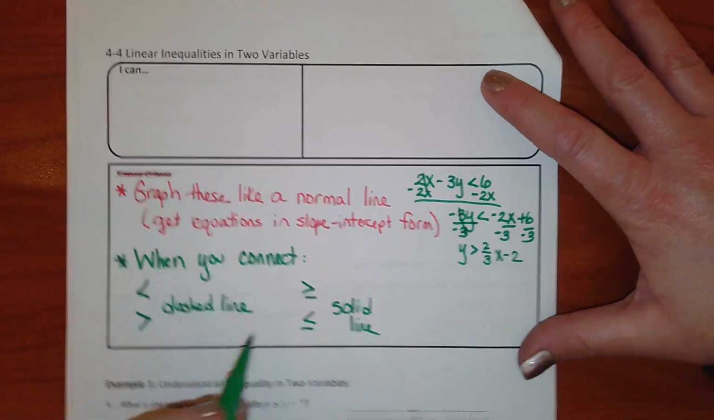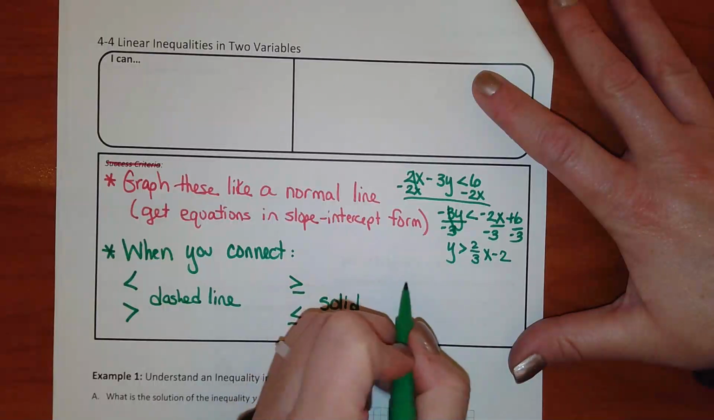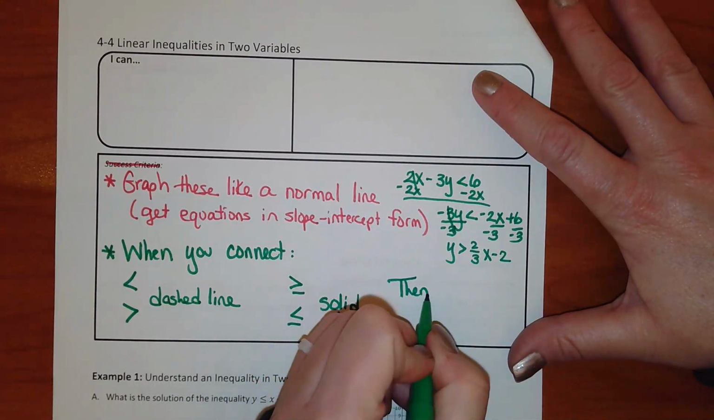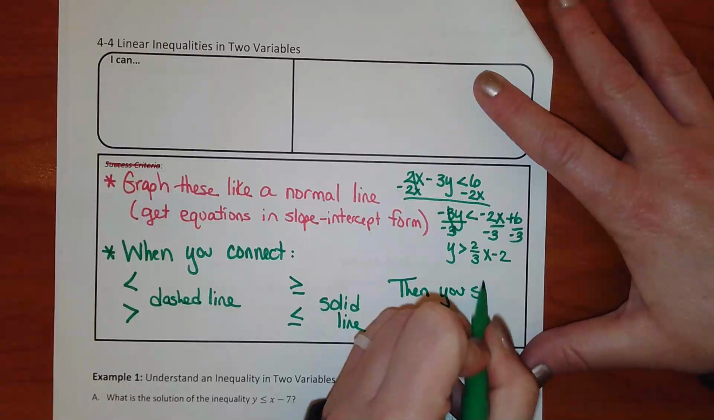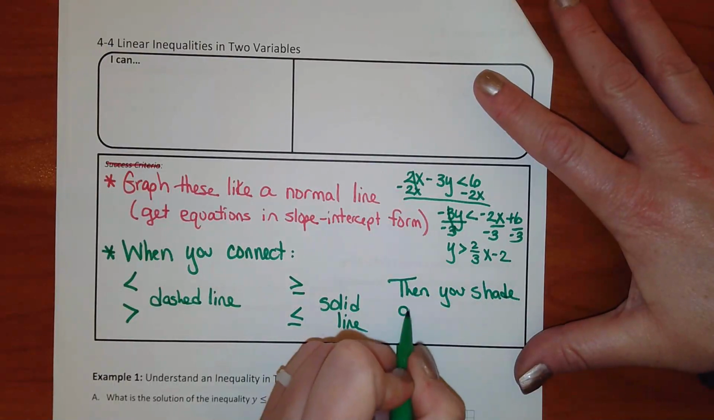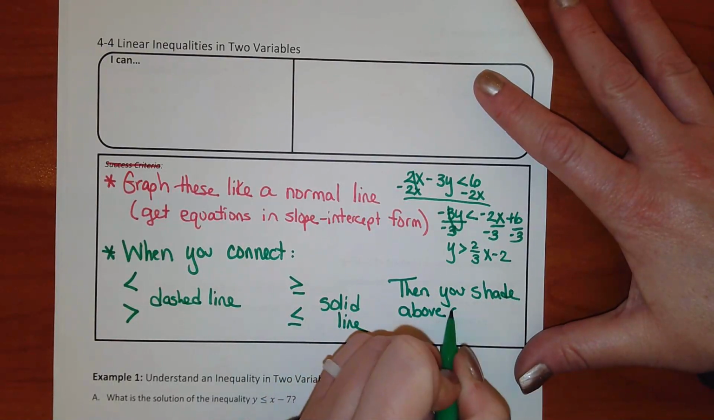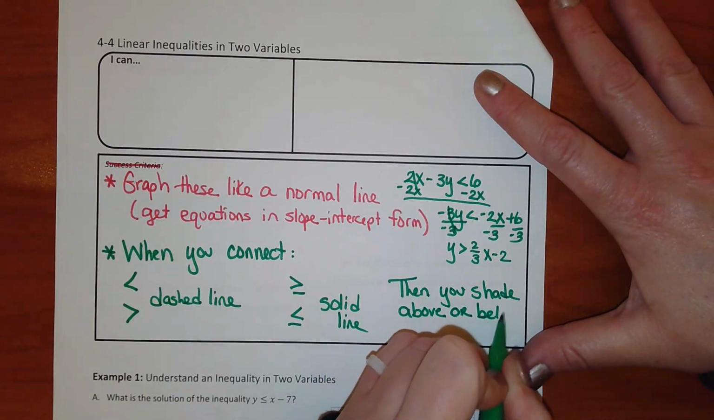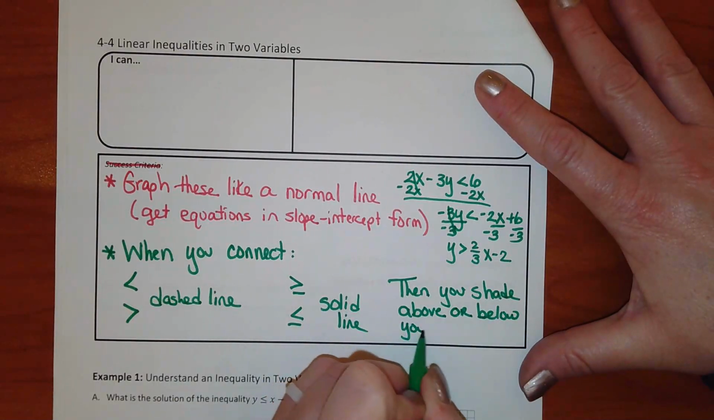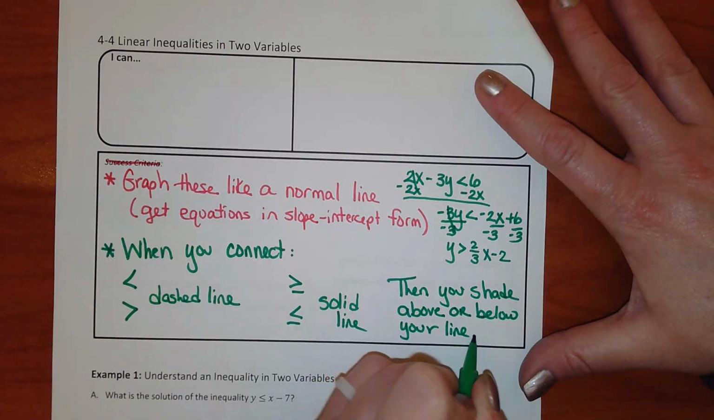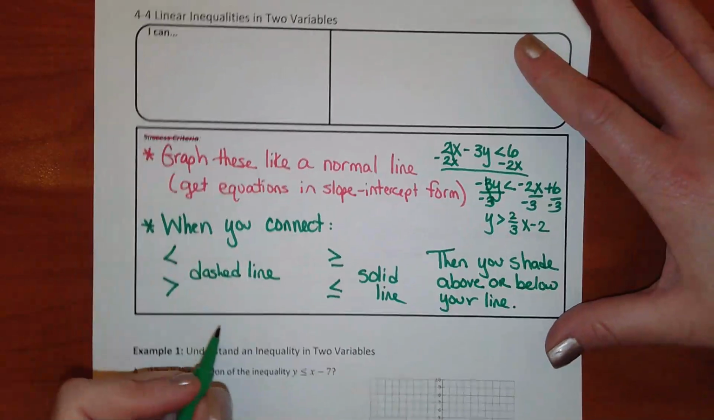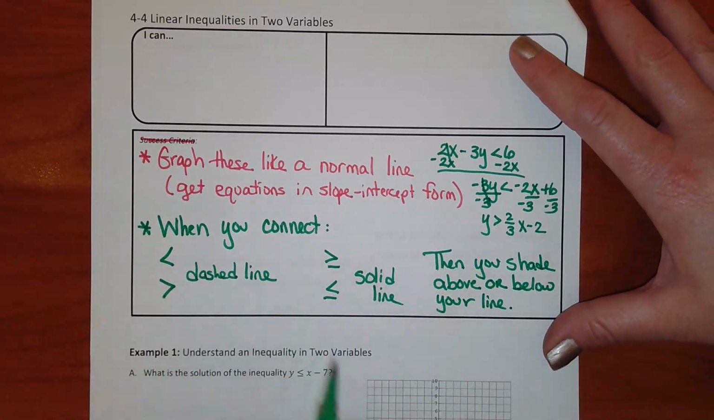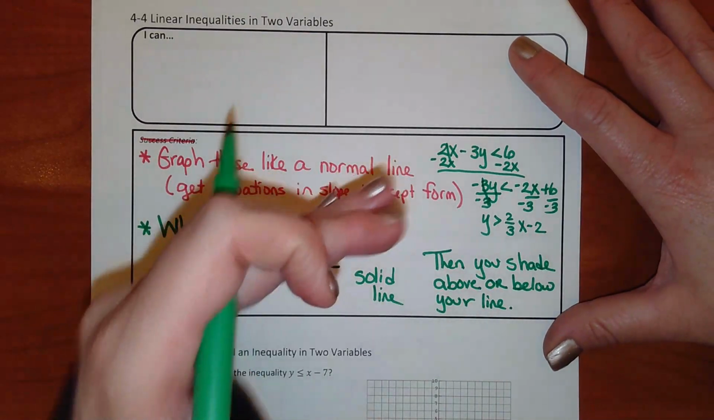Once you connect, the big thing is then you are going to shade. You shade either above or below your line, depending on what inequality you have. So if it's less than, you shade below your line. If it's greater than, you shade above your line.